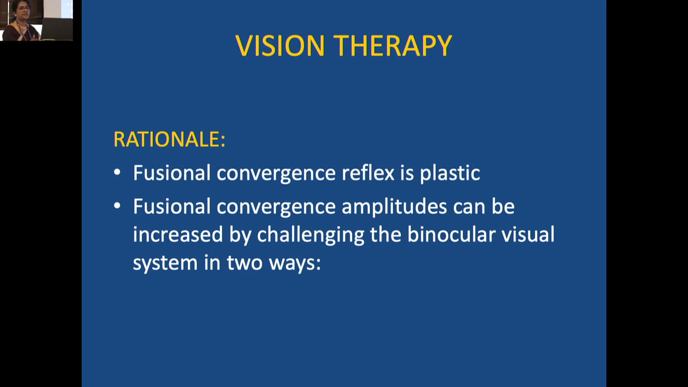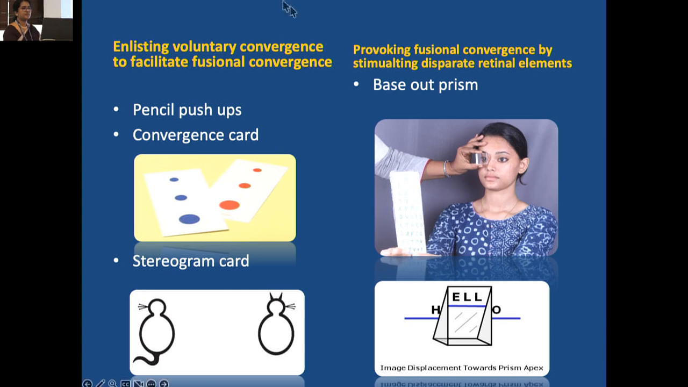But how do you do that? By challenging the binocular visual system in two ways. That is how you do vision therapy exercises. Basically you can improve the fusional convergence by using voluntary convergence to facilitate fusional convergence. That is what we do in pencil push-ups, when we use a convergence card or a CAT card. Another way is by provoking the fusional convergence by stimulating disparate retinal elements. We all do this test, but technically these are the principles behind it.